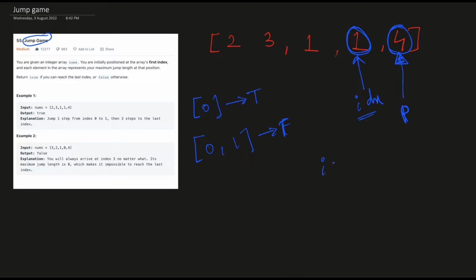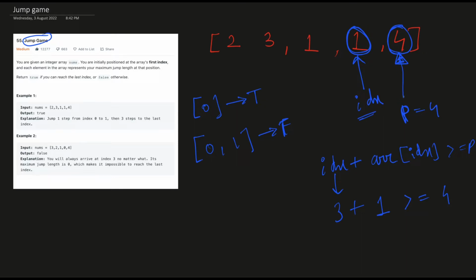If idx plus the element present in this position, array of idx, is greater than or equal to p, then we can reach here. What is idx in this case? 0, 1, 2, 3, that is 3. Plus array of idx, which is 1. The value of p here is 4. If this is greater than or equal to p, in this case 4, that means we could reach here. So now we have to decrement the pointer.